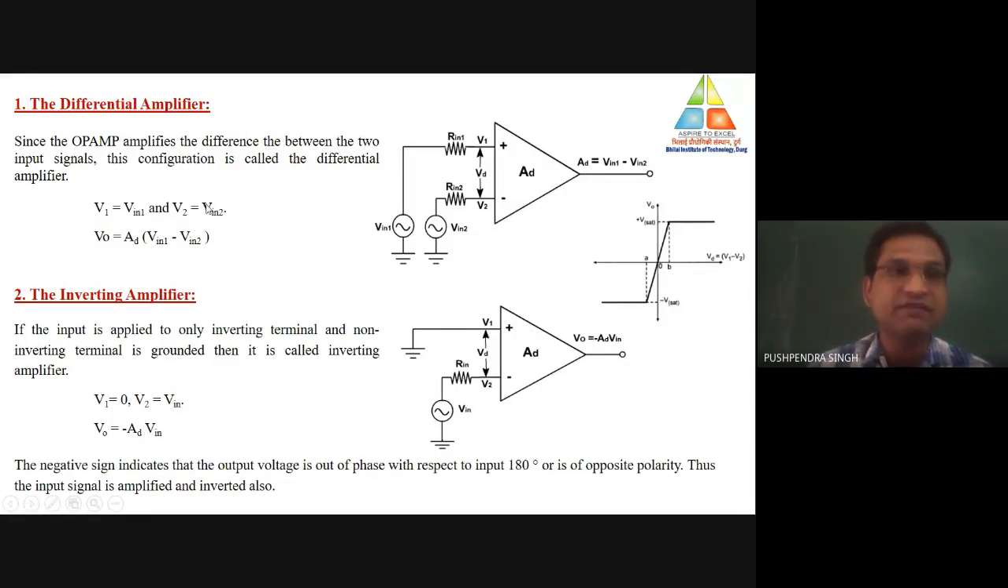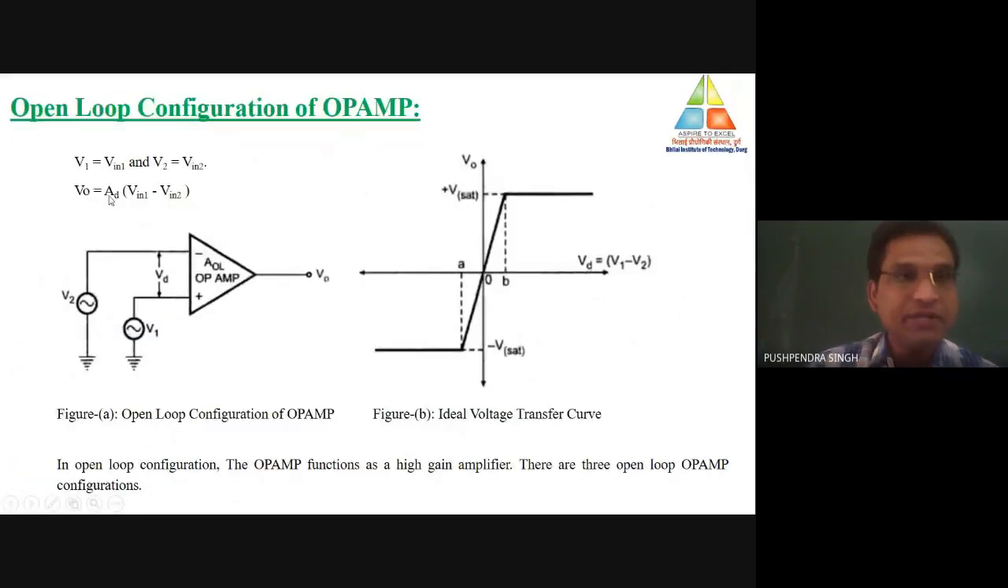Differential means a circuit which is used to produce the difference of two input signals at the output. When only one input is present, suppose only V in 1 is present, what is the value of output? V0 is equal to AD into V in 1. What is the sign of the output voltage? Positive. That means only the positive terminal, the non-inverting terminal, is active on that particular condition. Or if only V in 2 is present, the value of output is equal to minus AD into V in 2. The sign of the output is negative, that means the active terminal is inverting.